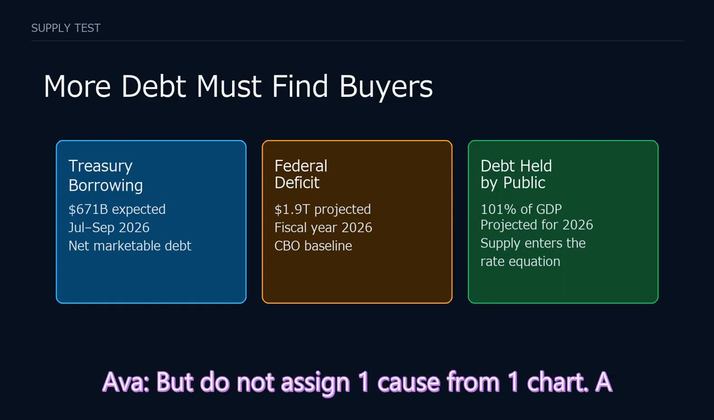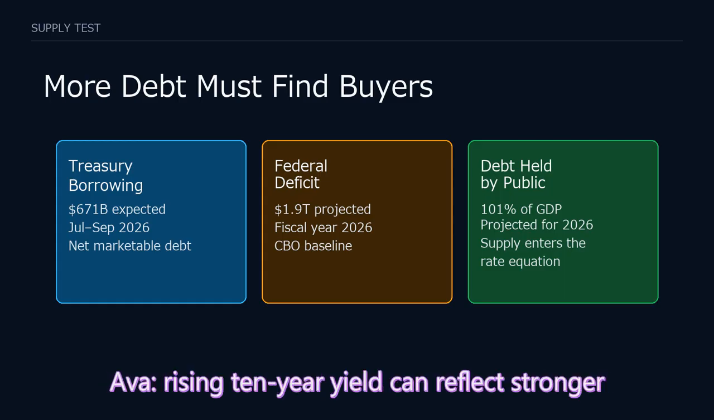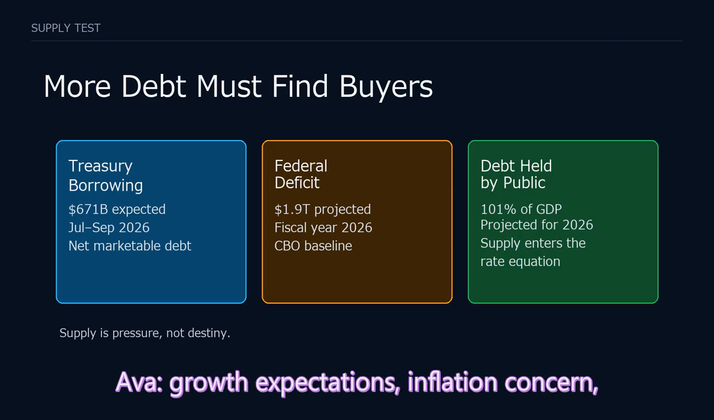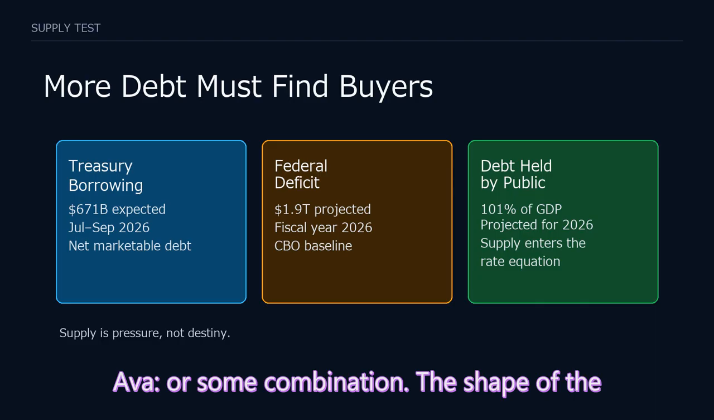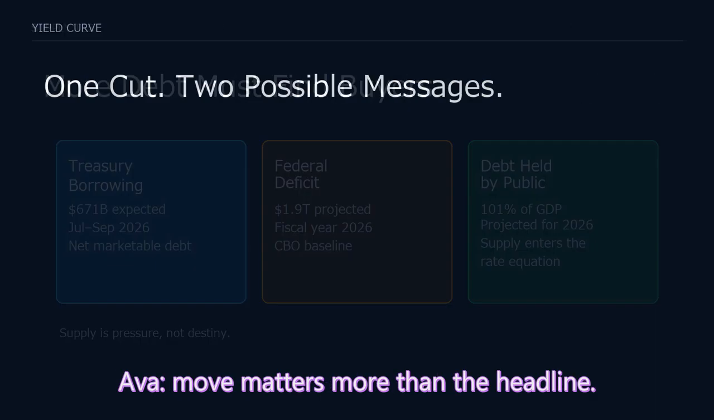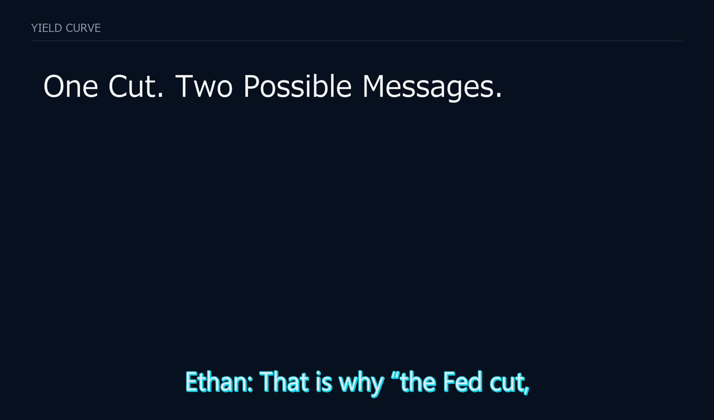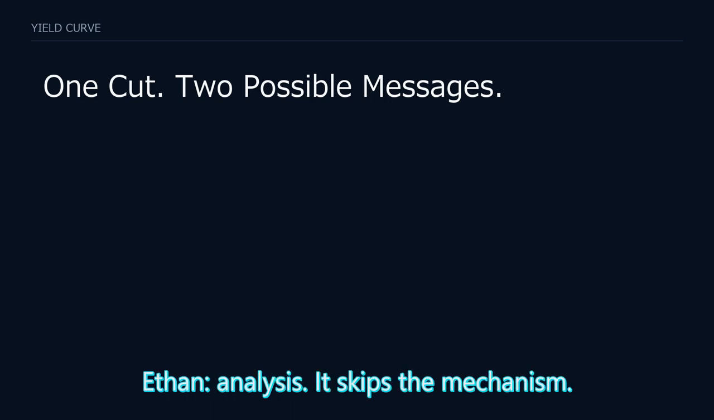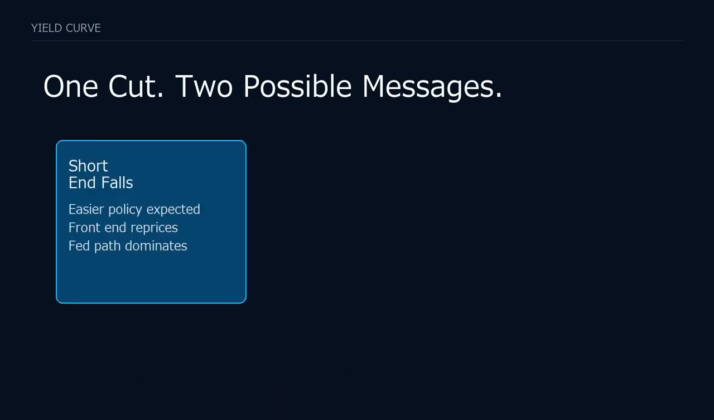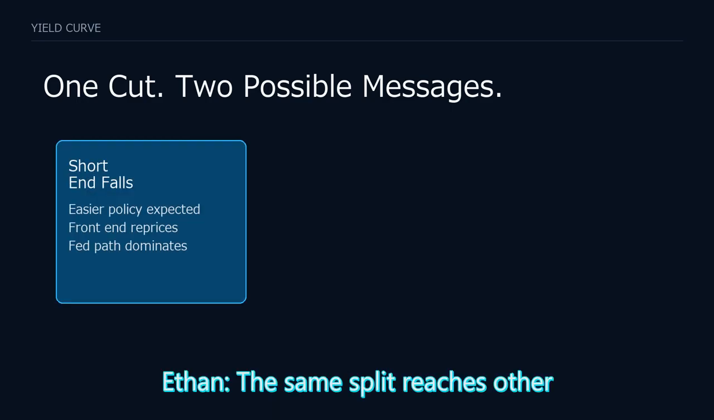But do not assign one cause from one chart. A rising 10-year yield can reflect stronger growth expectations, inflation concern, weak auction demand, heavier supply, or some combination. The shape of the move matters more than the headline. That is why "the Fed cut, so bonds must rally" is not analysis. It skips the mechanism. The same split reaches other markets.